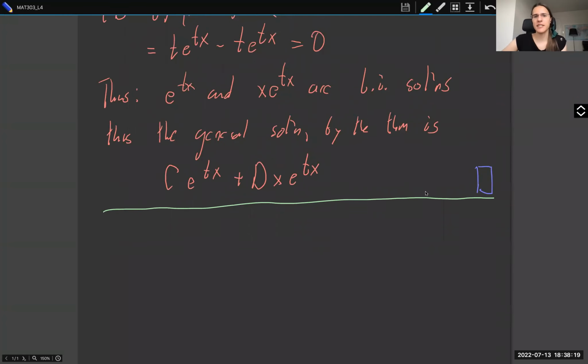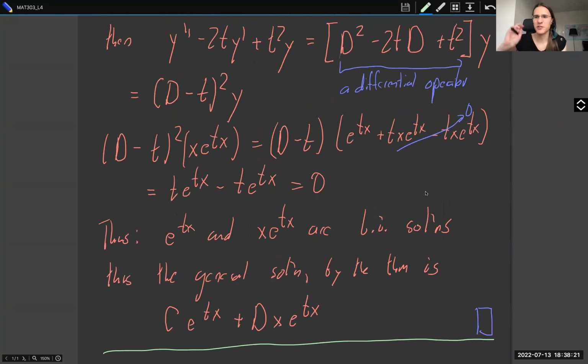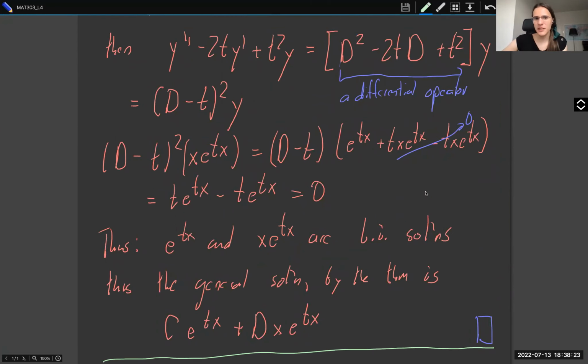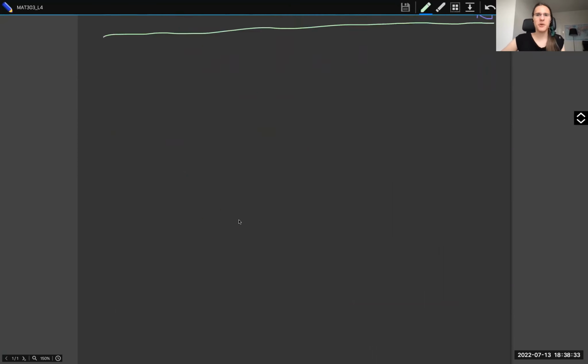So we can do a bunch of examples now, but all of these examples are going to be super quick. Any questions about this? Okay, so let's do a bunch of super quick examples.